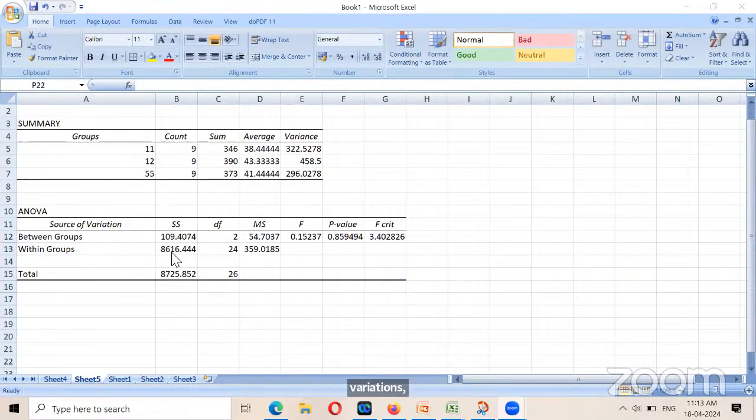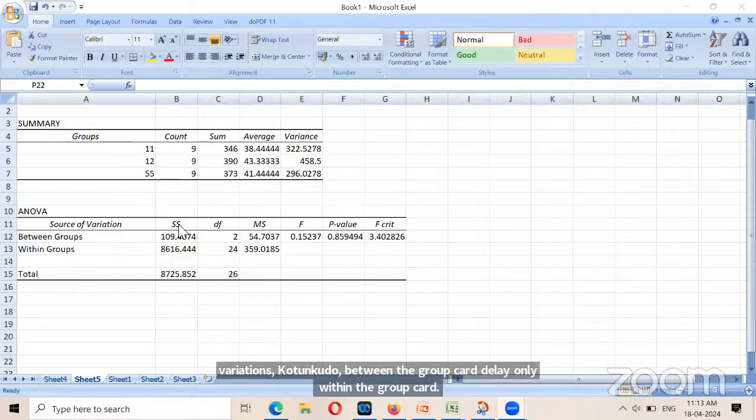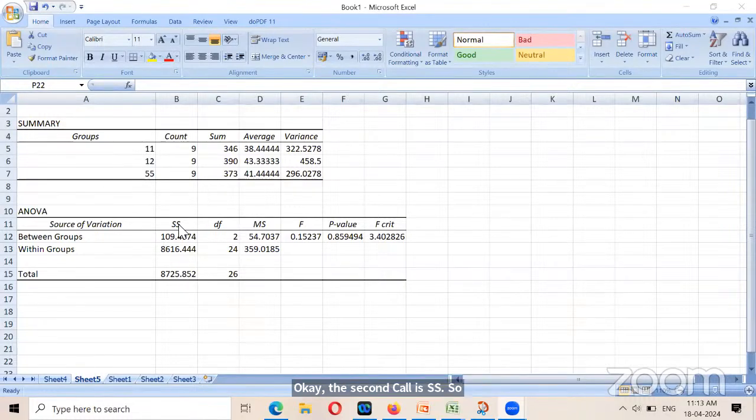Okay, the second column is SS. SS stands for the sum of squares. Sum of squares means, when we are considering data points, suppose between the groups it is taking the difference between the two groups. How is the difference taken? Simply by subtracting the data items. And what is sum of squares? First the difference is calculated and then its square is taken.